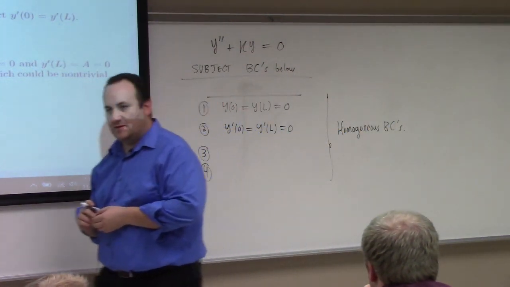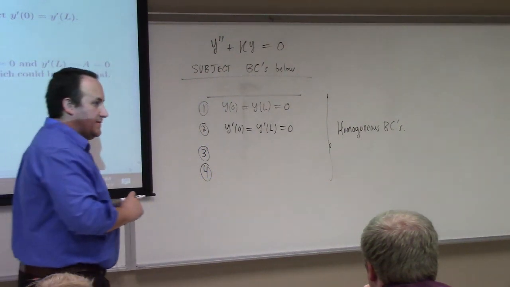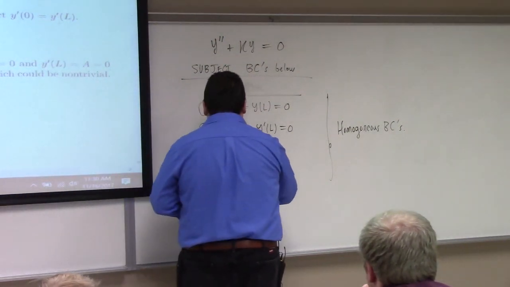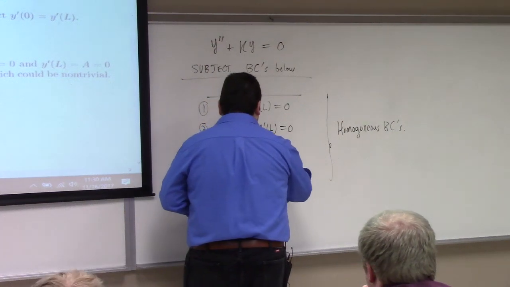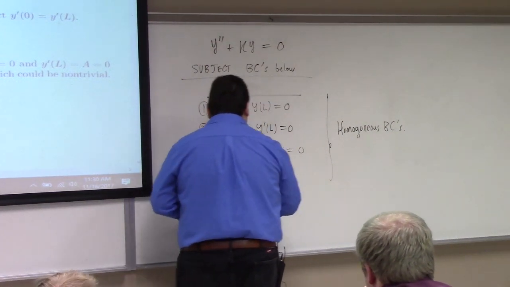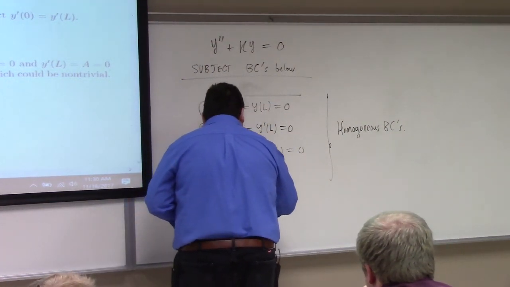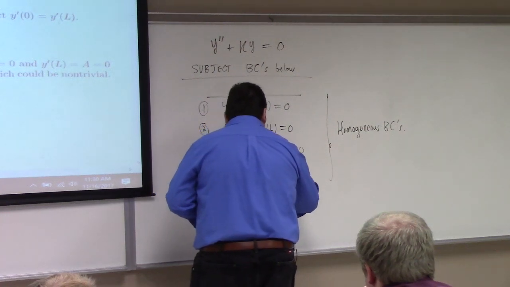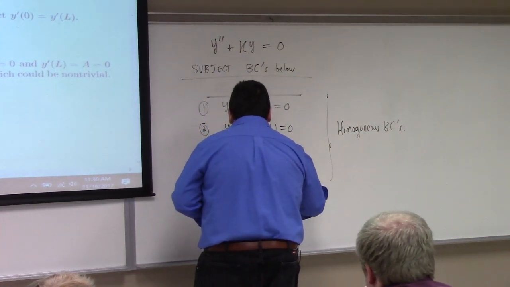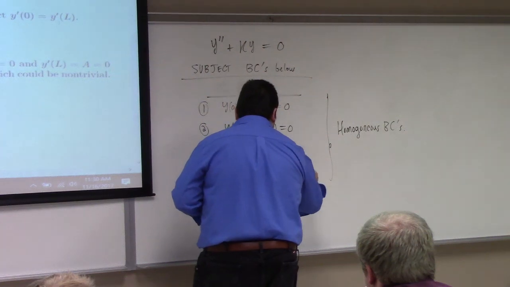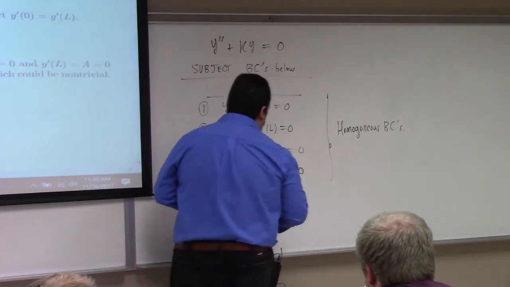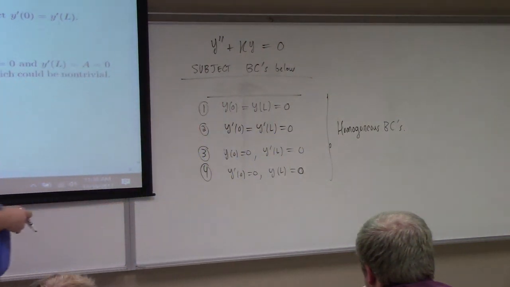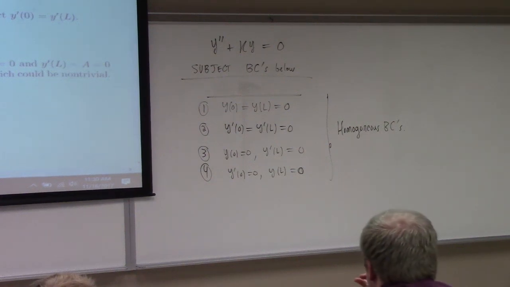What are the other possibilities you could imagine facing? You could have y of 0 equal to 0, and y prime of L equal to 0. Or you could even have y prime of 0 equal to 0, and y of L equal to 0. These are the four generic homogeneous boundary conditions, and we can solve these through pretty similar arguments.